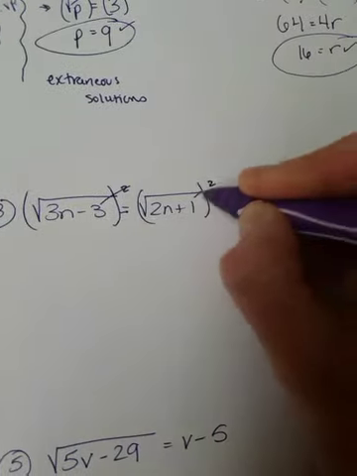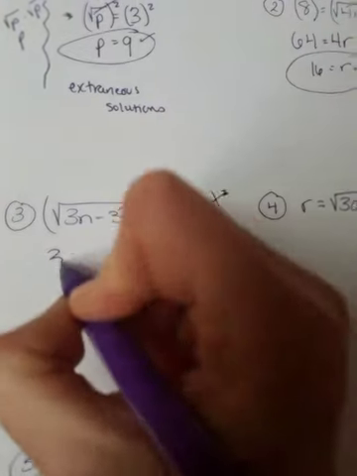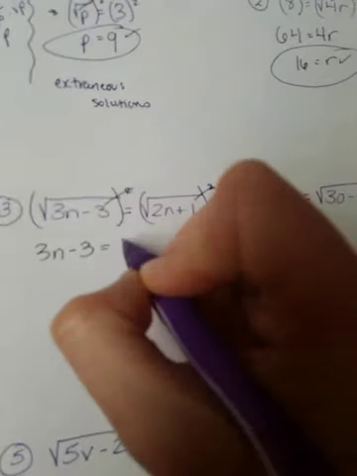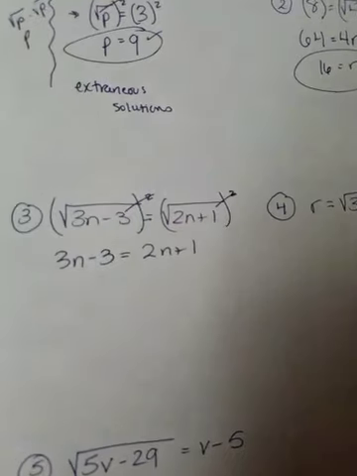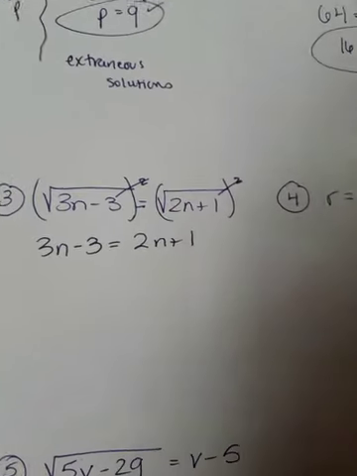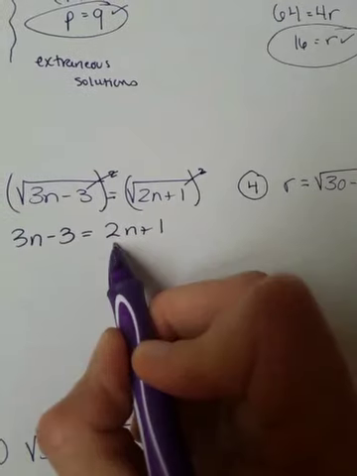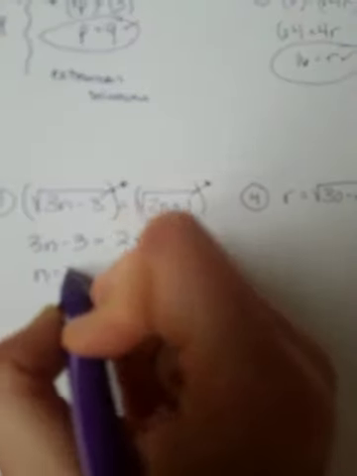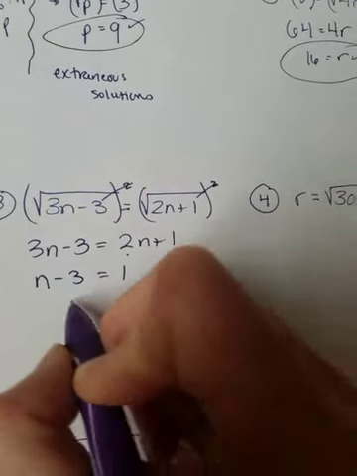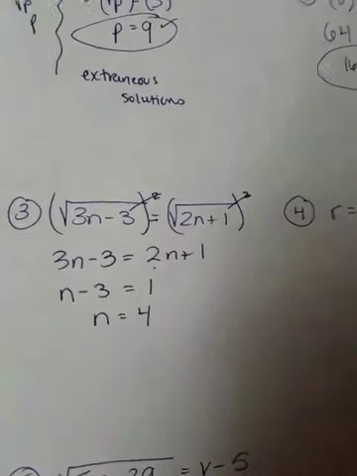And what happens on both sides is the 2 square roots cancel out. And you have 3n minus 3 equals 2n plus 1. Now this is just a linear problem. So I'm going to subtract 2n from both sides to just get n over here. And then I'm going to add 3. I get n equals 4.